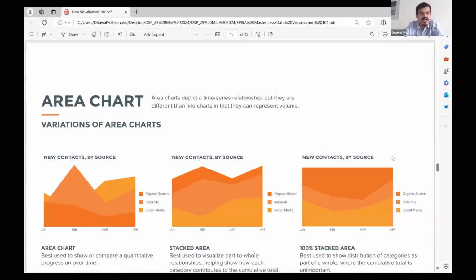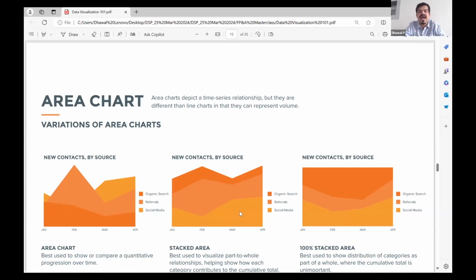Next comes area chart. Area chart not only represents the time series relationship, but it also depicts the quantity, the volume of a certain element, a certain parameter. In this case, you will see that our organic search is doing at this quantity, referrals are doing at this quantity, social media is doing at this quantity, right? So it will give you that comparison over a period of time as well.